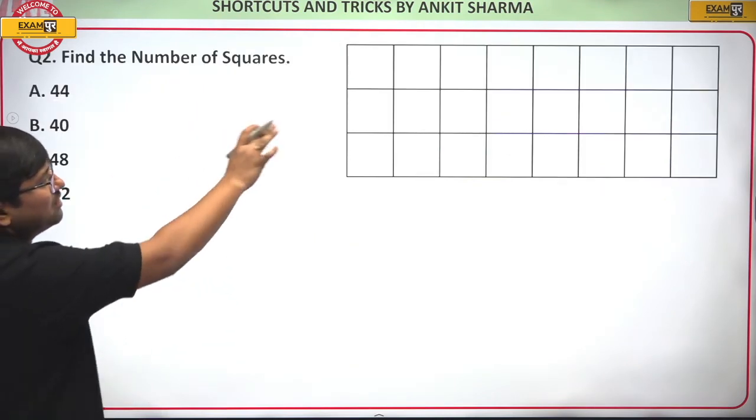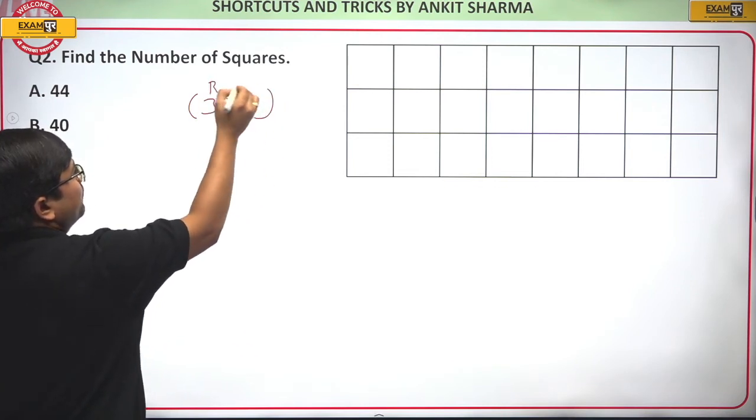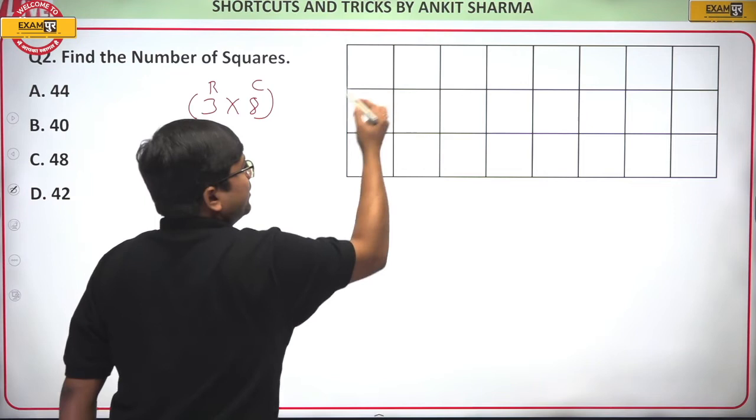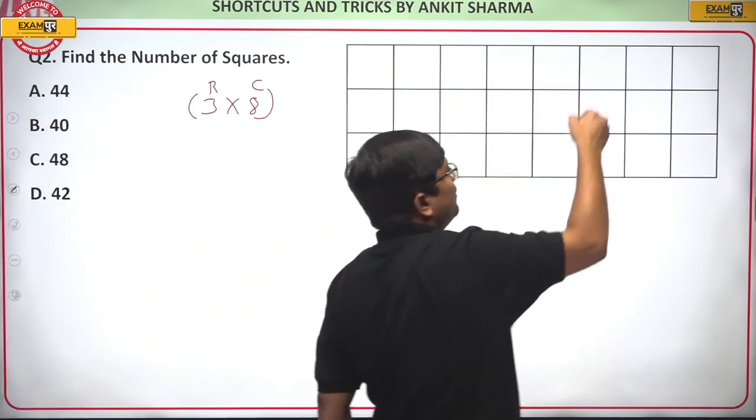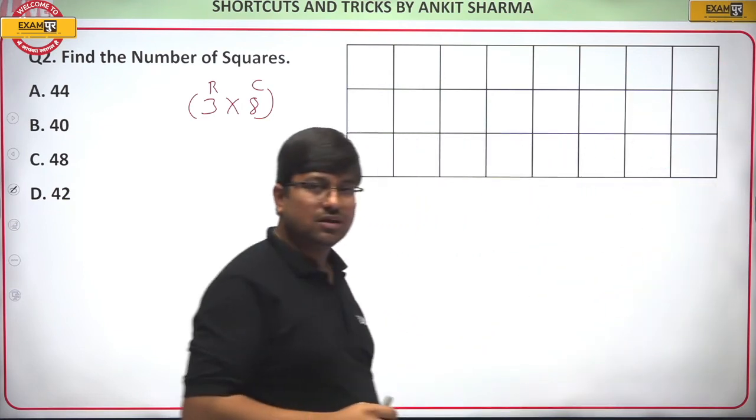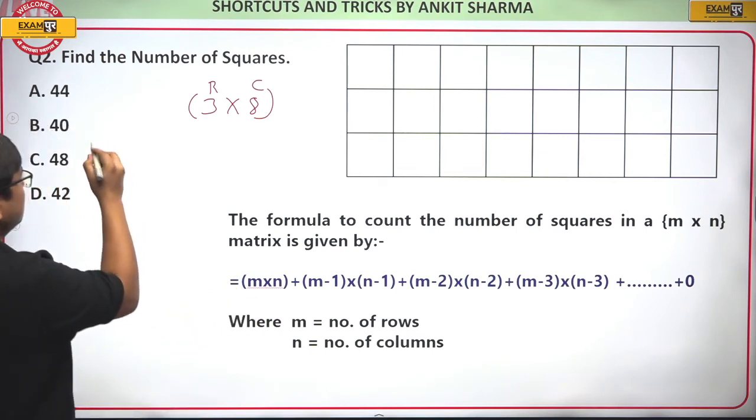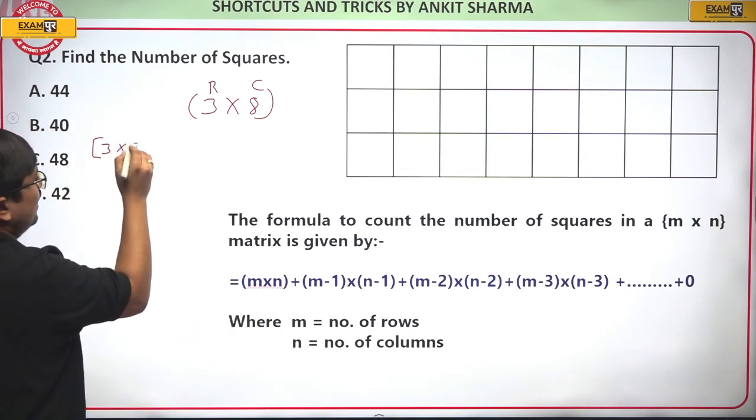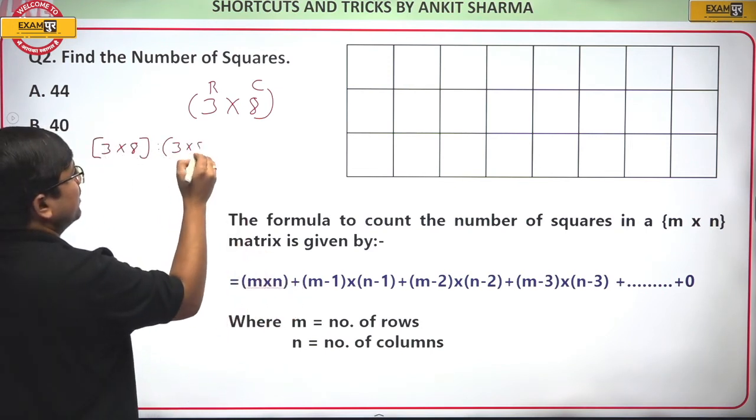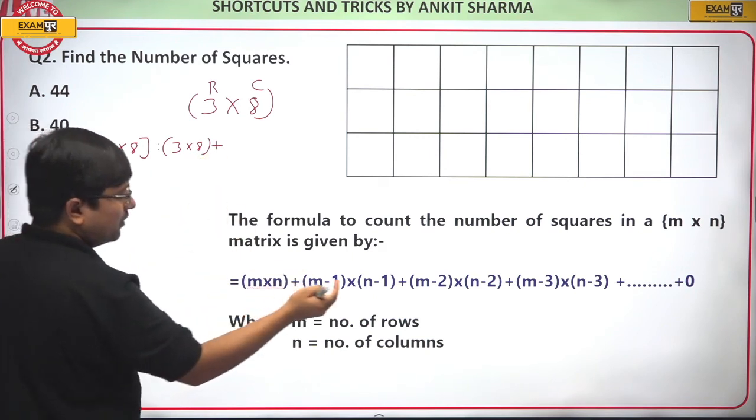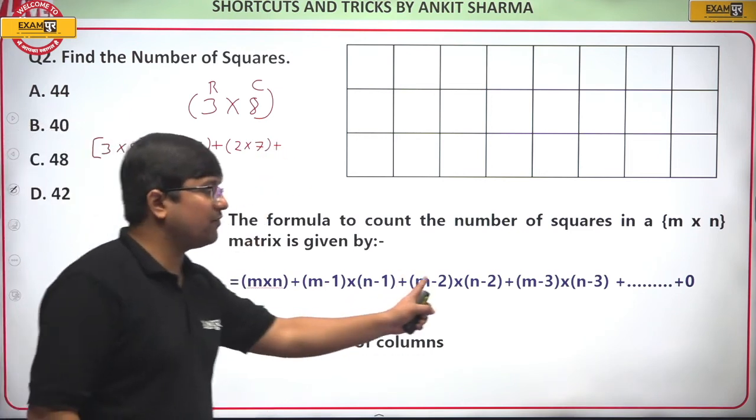Further, let us check this once more. My dear students, now this is a 3 cross 8 matrix. Rows are horizontal, 1, 2 and 3, and columns are vertical, 1 to 8. Now, let us apply the same formula. In a 3 cross 8 matrix, if you are asked to find the number of squares, first you have to multiply m into n. So 3 multiplied by 8, plus subtract 1, 1 from both of them. So 2 multiplied by 7, plus subtract further 1, 1 from both of them.